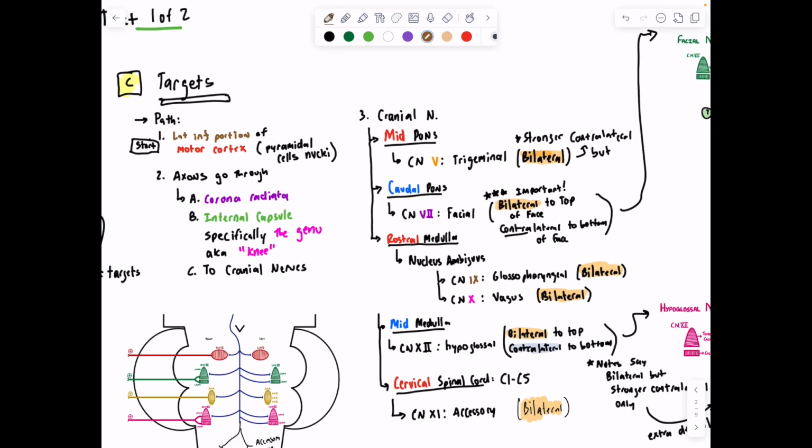All right, so what are the targets? Well, again, the lateral inferior portion of the motor cortex, that's where we're starting. The axons are going through the corona radiata.